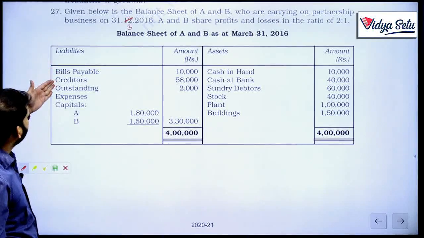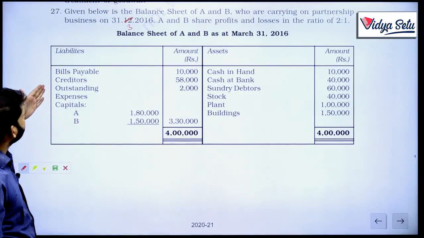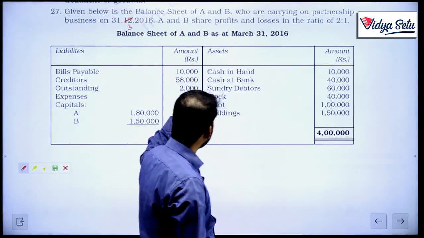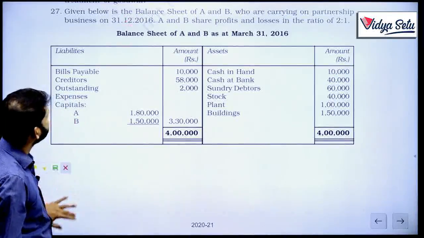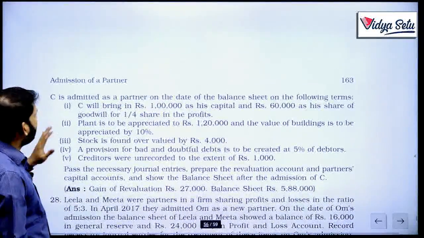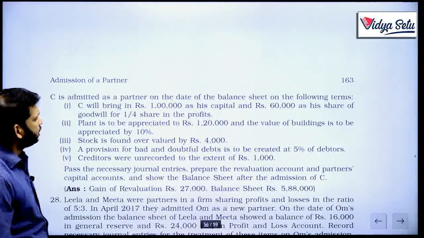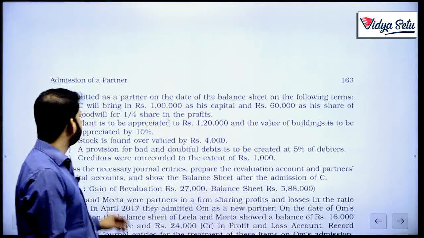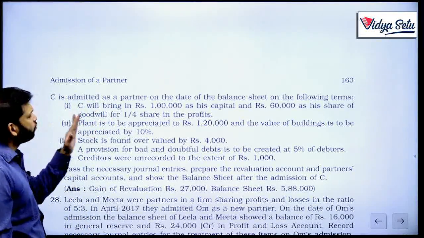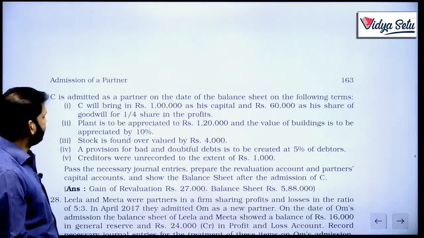So bills payable, creditors, outstanding expense, capital of A and B. Cash in hand, cash at bank, sundry debtors, stock, plant and building. Next thing, C is admitted as a partner on the date of balance sheet on the following terms. C will bring rupees 1 lakh as his capital and 60,000 as his share for 1/4 share in profit.